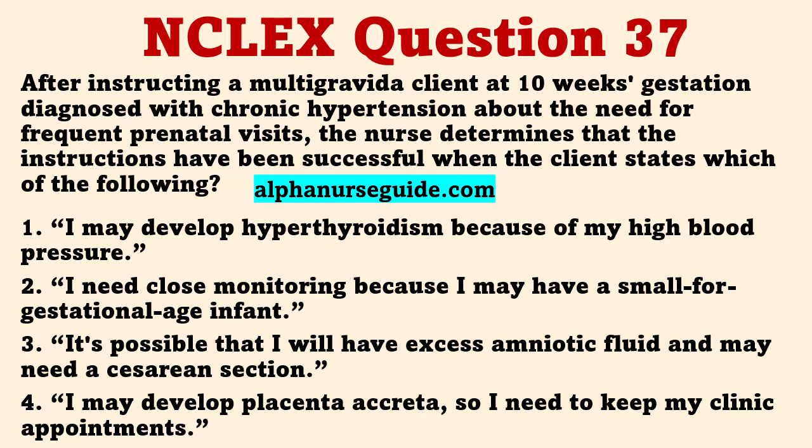Pregnant women with chronic hypertension are not at an increased risk for hydramnios, an abnormally large amount of amniotic fluid. Clients with diabetes and multiple gestations are at risk for this condition. Placenta accreta, a rare placental abnormality, refers to a condition in which the placenta abnormally adheres to the uterine lining. It is not associated with chronic hypertension.